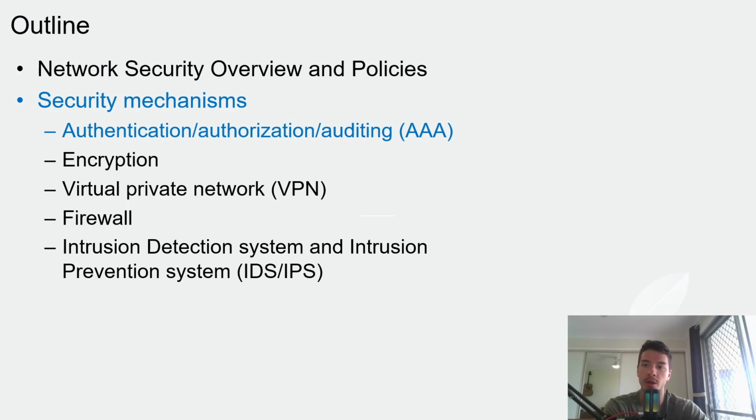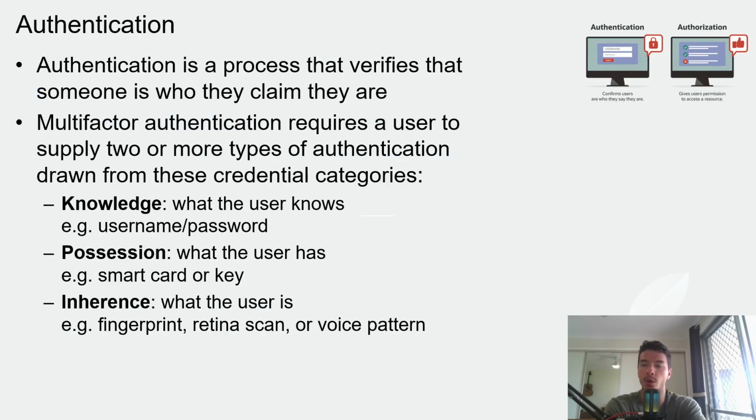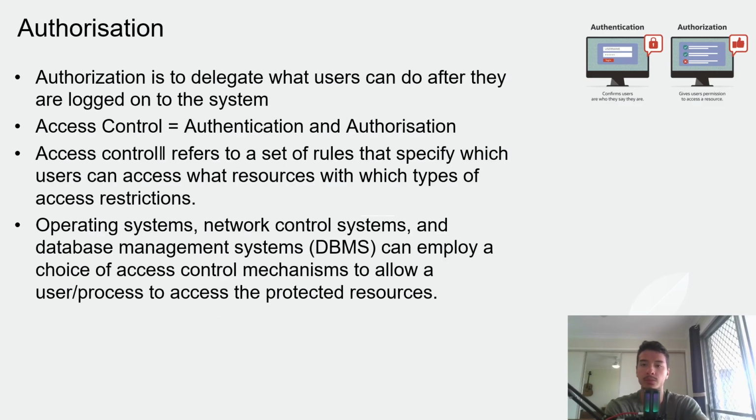Now, security measures. So what can we see here? We've got authentication. You kind of understand what authentication is. It confirms that users are who they say they are. The different factors you can use are knowledge, so passwords; possession, keys and cards; and inherence, fingerprints, voice recognition, etc.